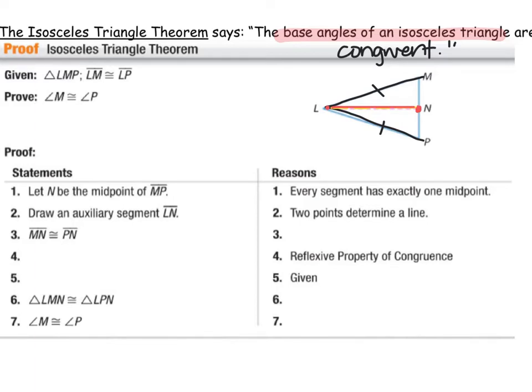Next, we know that MN is congruent to PN by the midpoint theorem. The midpoint theorem says that a midpoint cuts a segment into two congruent segments. So that gives me MN congruent to NP. Next, I'm going to use the fact that any segment is congruent to itself. So LN is congruent to itself by the reflexive property of congruence. And finally, we are given that LM and LP are congruent when we are told that this is an isosceles triangle.